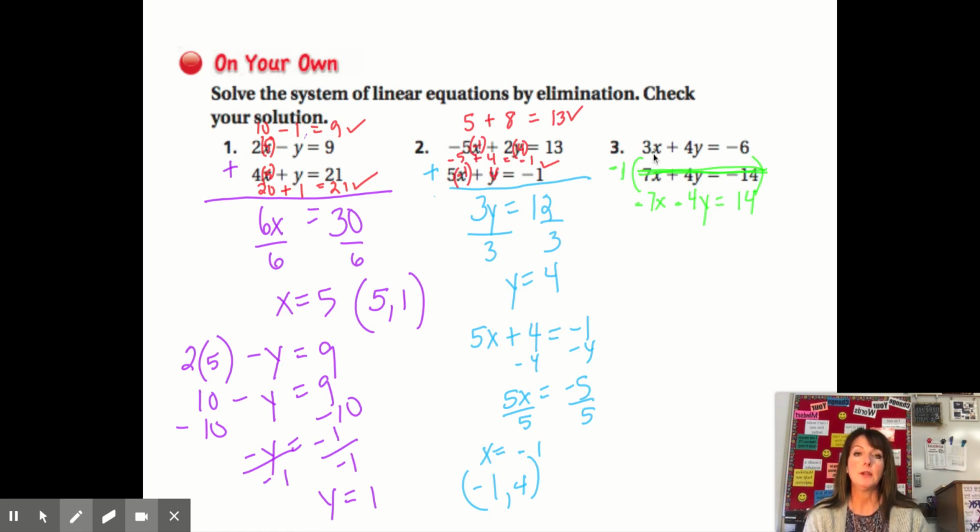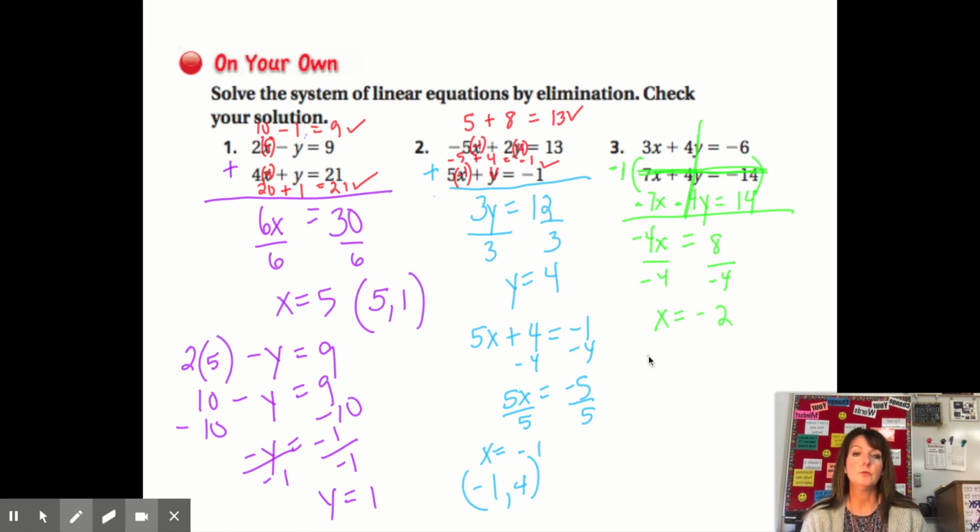Now I have the 3x plus the negative 7x, and I have a negative 4x. I have 4y minus y, so that's going to cancel. And then negative 6 plus 14 is going to be a positive 8. So I'll get x is equal to negative 2.